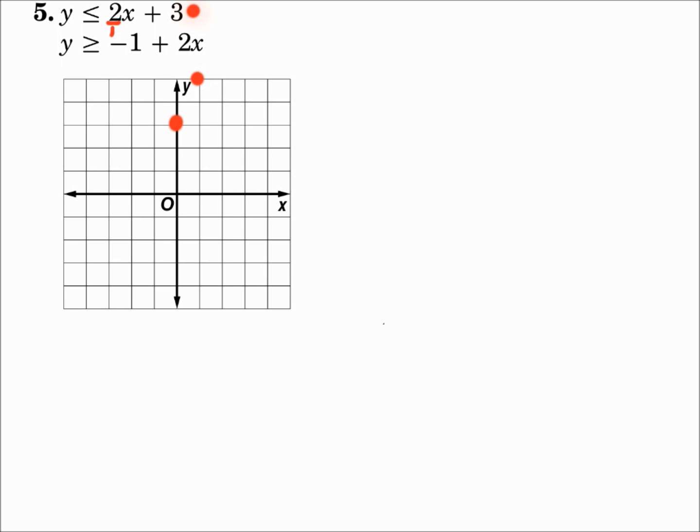y is less than or equal, and since it has the equal part, it's a solid line, and it's less than, so it's shaded below.